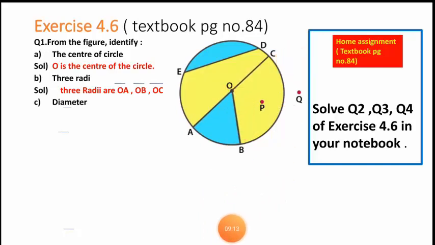Then next here comes diameter. So we need to identify diameter. So we can see the figure. As we know, diameter is the longest chord of a circle. Yes, so you can see here AC is the diameter from the given figure.